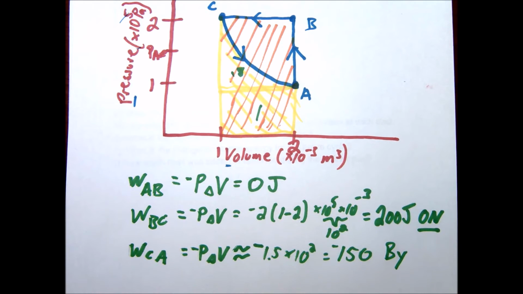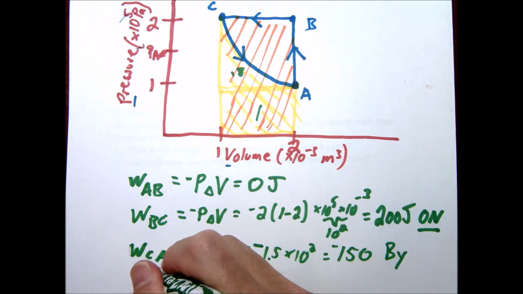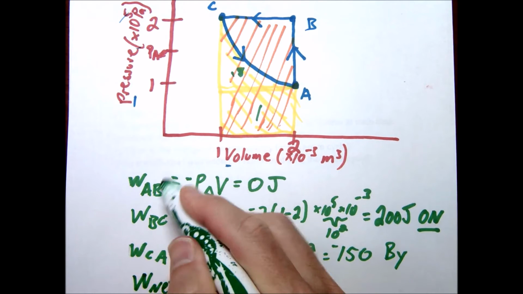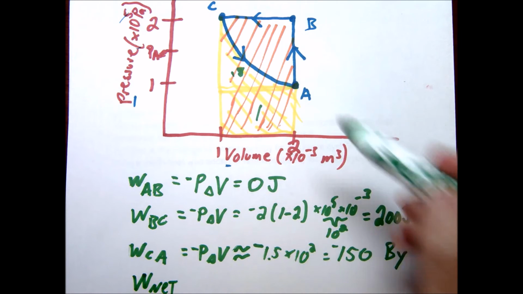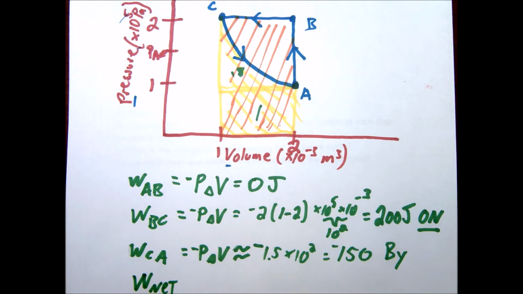So the next question asks to find the net work for the whole entire cycle. So hopefully for this, you're just going to add up all the different processes, A to B, B to C, and then C to A. That gets us back to where we started. That would be the whole cycle. And so again, when we do this, 0 plus 200 minus 150, that's going to give us 50 joules. Okay, and again, you want to label this done on the system or by the system. This is done on the system.